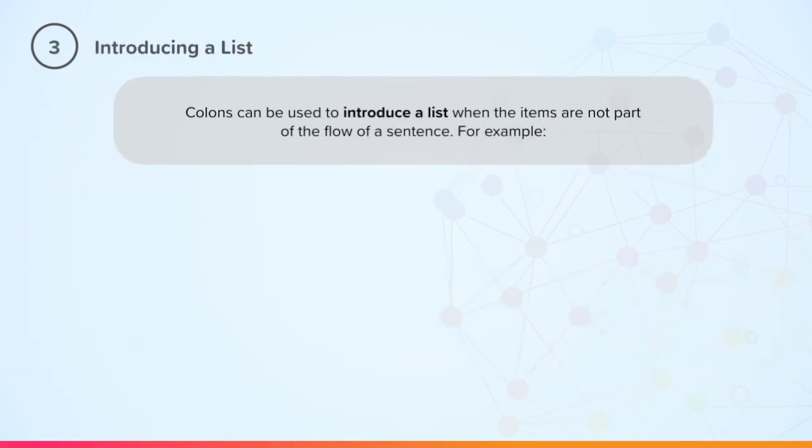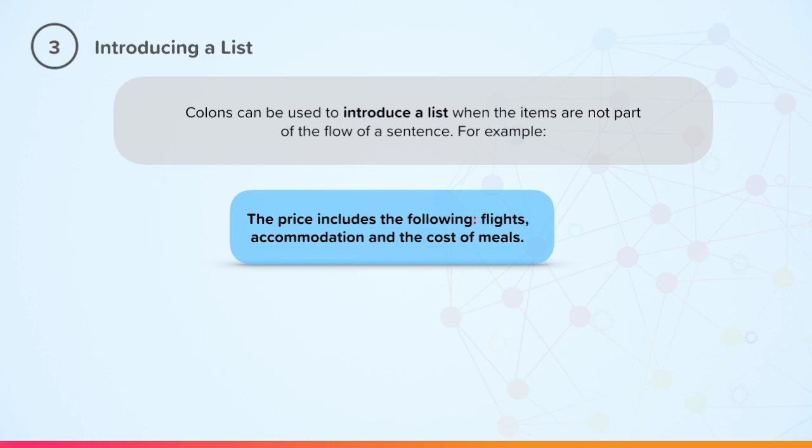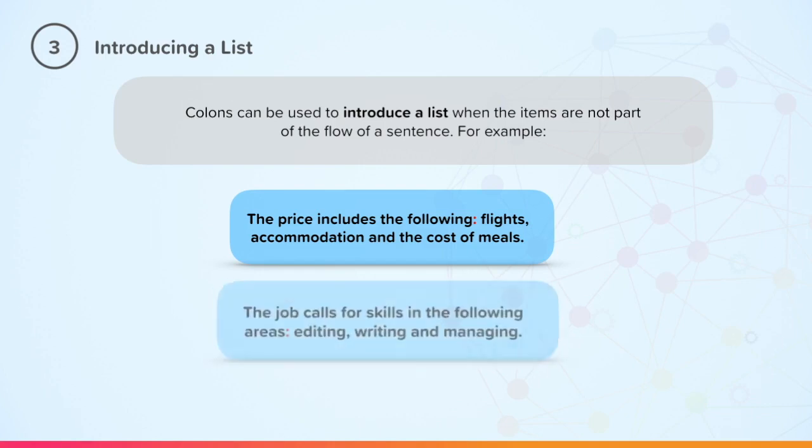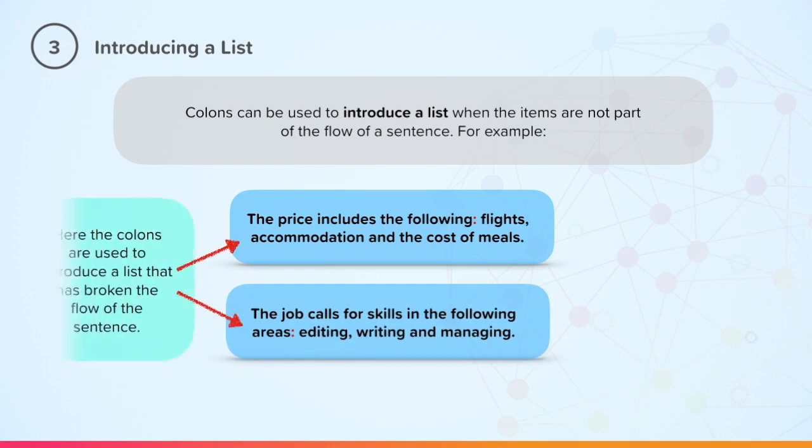Colons can be used to introduce a list when the items are not part of the flow of the sentence. For example, the price includes the following: flights, accommodation, and the cost of meals. Or, the job calls for skills in the following areas: editing, writing, and managing. Here, the colons are used to introduce a list that has broken the flow of the sentence.